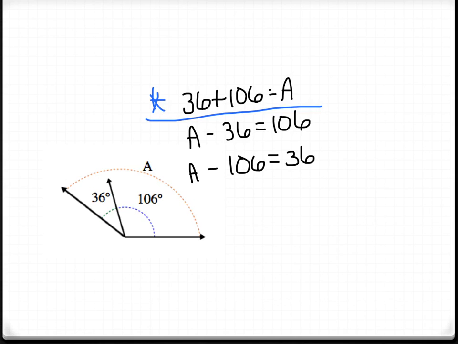Now take a minute and solve for A. How much does that angle measure? Did you find that angle A was 142 degrees? 36 plus 106 is 142.